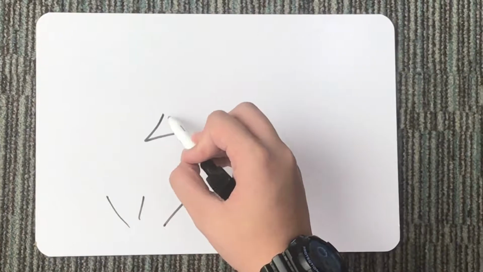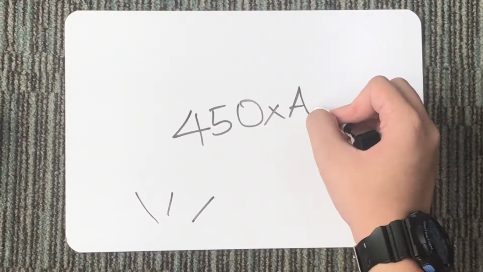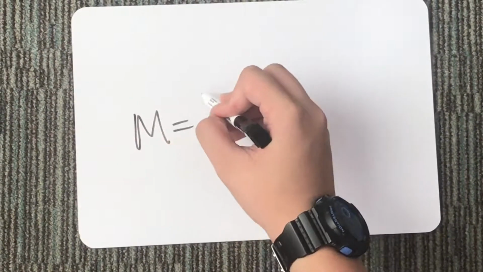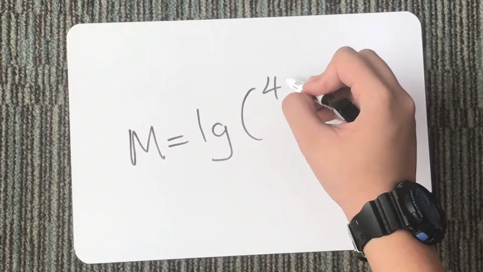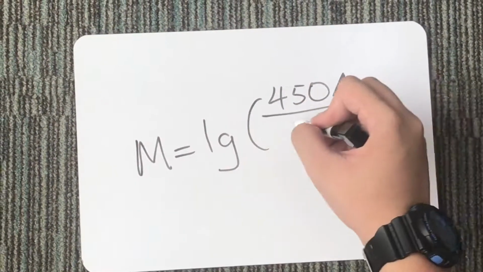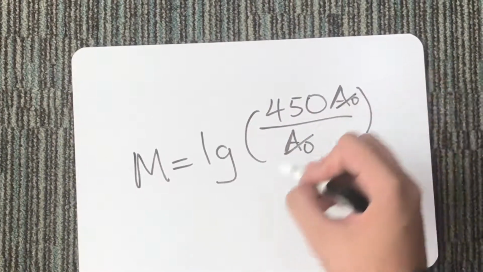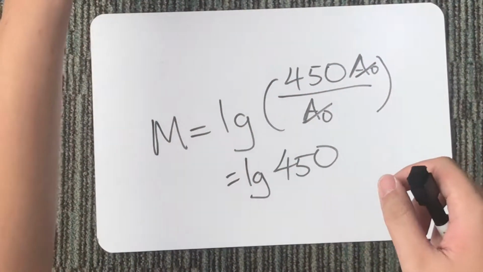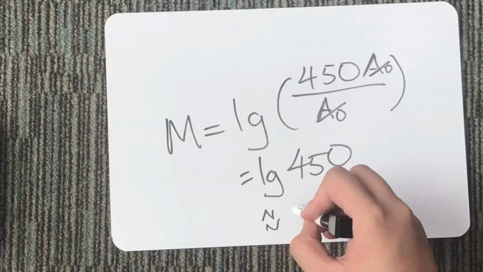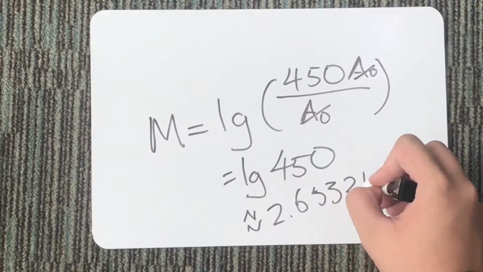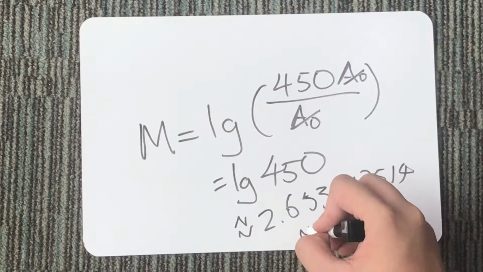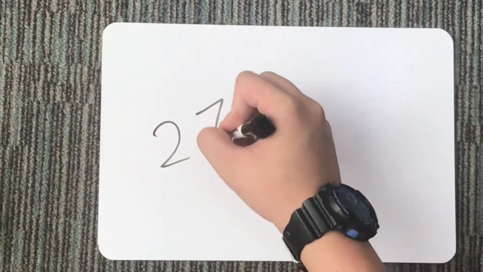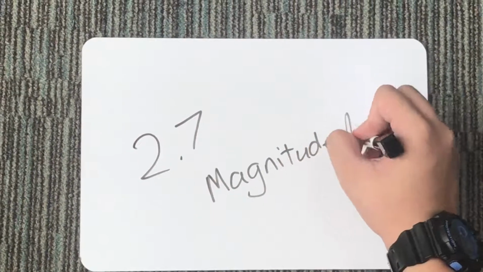For example, if a seismograph detects movement which is 450 times as large as A₀, we will substitute it into the equation, making the equation M equals log of 450 A₀ over A₀, as A would be equivalent to 450 times A₀. With this, we are able to cancel out both A₀'s, leaving log 450. Log 450 approximately equals 2.653212514, rounding out to a nice 2.7. Therefore, this earthquake has been measured as a 2.7 magnitude on the Richter scale.